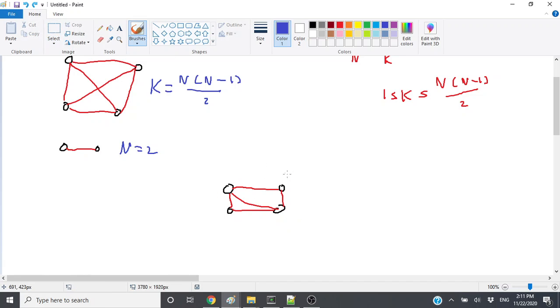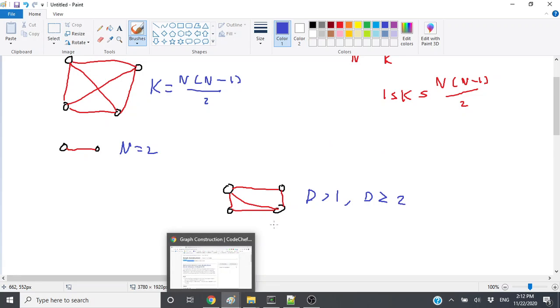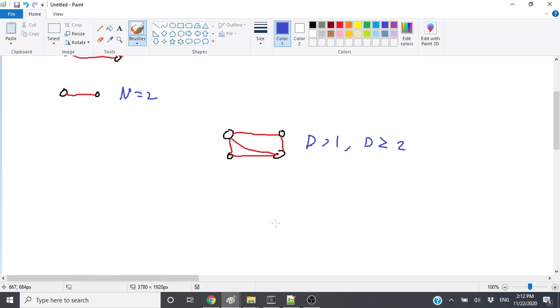Okay, so let d be the length of the diameter. Then d is not at least 1, it's greater than 1, which is equivalent to d being at least 2. So now let's see what happens in this case. Well, indeed, what does happen?